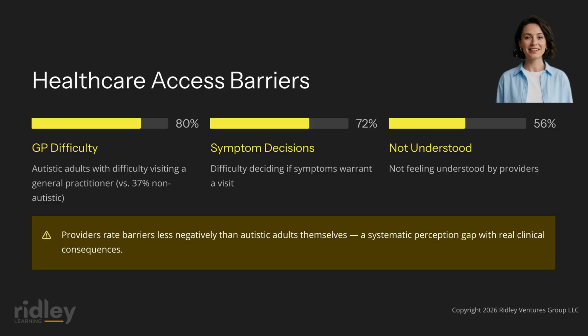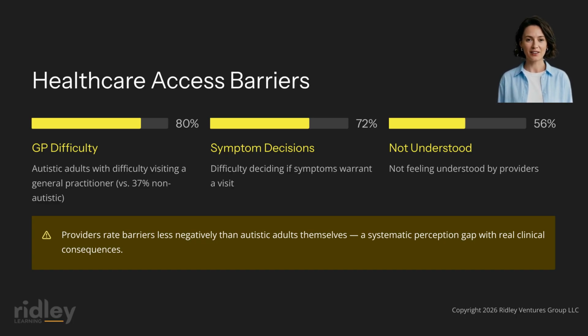While employment barriers limit economic participation, healthcare access barriers limit physical and mental well-being. Adult healthcare access is the clinical rate-limiting step for much of the physical, mental, and mortality burden documented in earlier modules. A 2022 international survey by Doherty and colleagues of 507 autistic adults reported that 80% of autistic adults had difficulty visiting a general practitioner, compared with 37% of non-autistic adults.